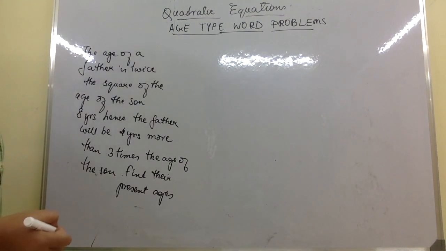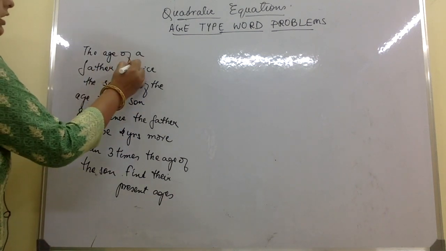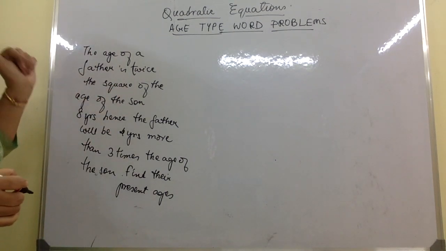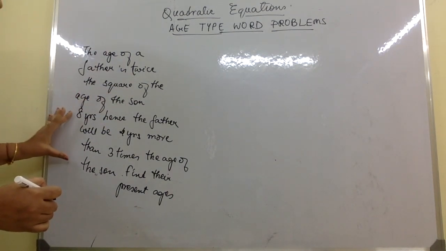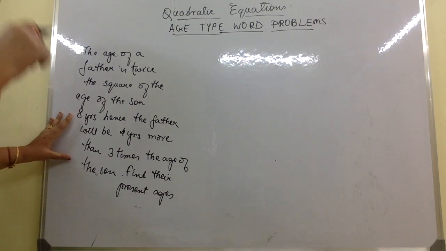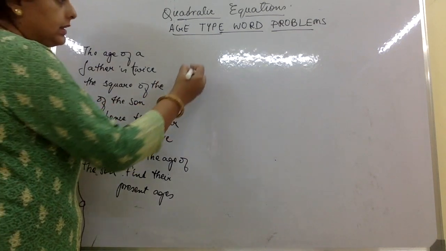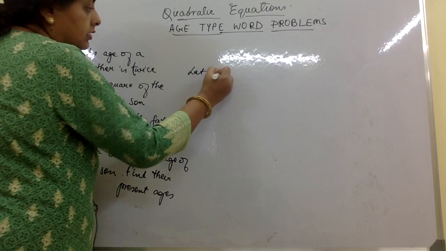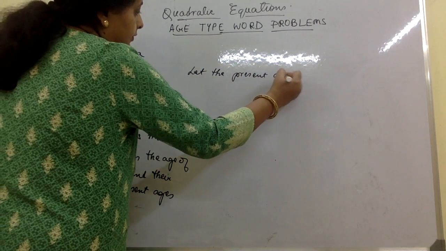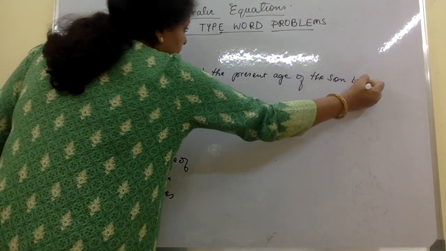Now this is our next question. The age of a father is twice, okay, twice, yani ki 2 times the square of the age of the son. So this is one condition. 8 years hence father will be 4 years more than 3 times the age of the son. This is the second condition. So age of a father we will take, let the present age of the son be x.